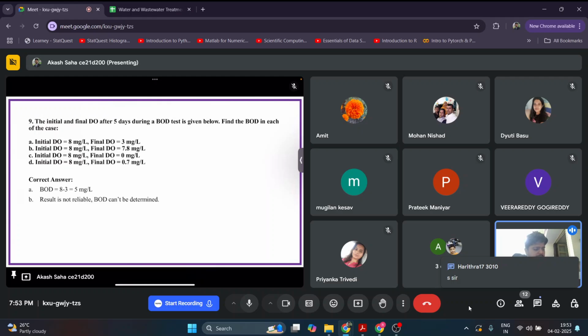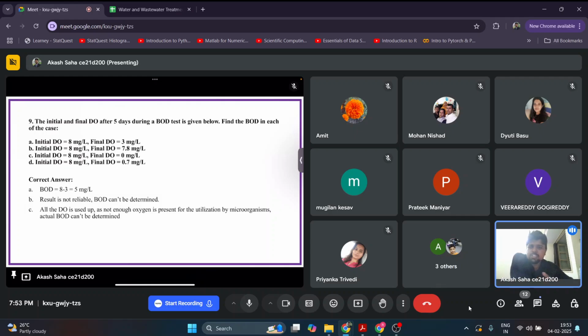Okay, so that is the case. So C also we cannot validate. Now the last one is also the same. Here also the final DO is showing a little bit, so this also we should not rely upon. Always remember that the final DO should not be less than 2 milligram per liter.